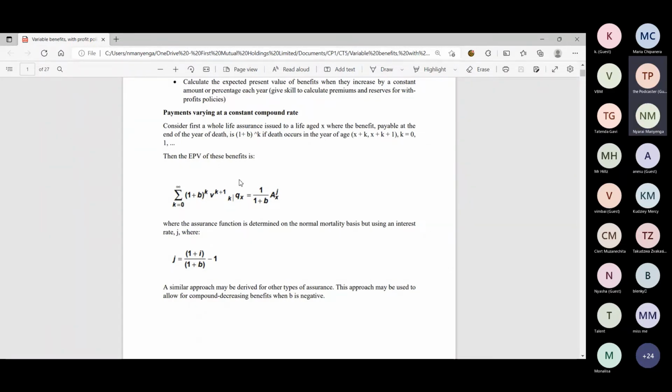If this is simplified, you see that this would equal 1 over (1+b) times the assurance function A_x, where j will be calculated as the interest rate, where j equals (1+i)/(1+b) minus 1. So for other assurances, you can derive the value using this similar approach. And you can also calculate the value of compound decreasing benefits when b is negative.